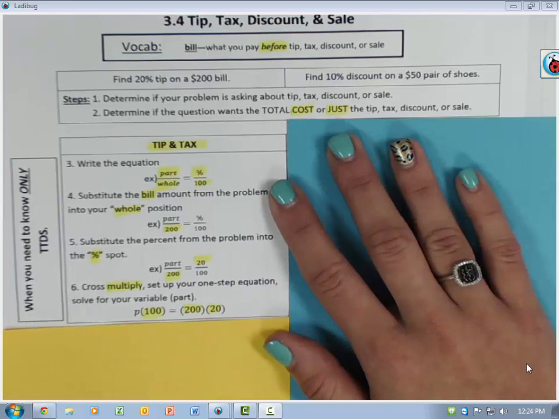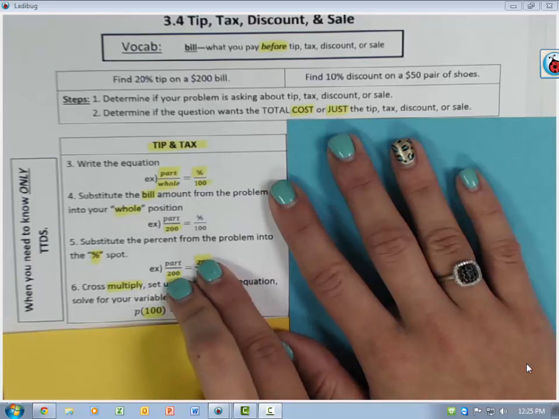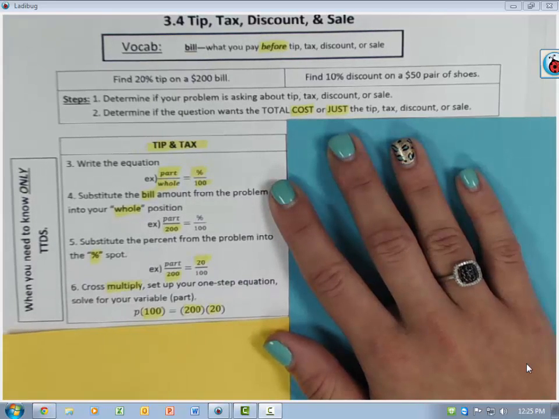Then you need to solve for your variable. Now how do you solve for your variable? You need to multiply those two together, divide by your coefficient. Okay, divide by your coefficient. That'll solve for your P, which is your part. Remember, cross multiply. You multiply those two together, you multiply those two together, and you get that equation.